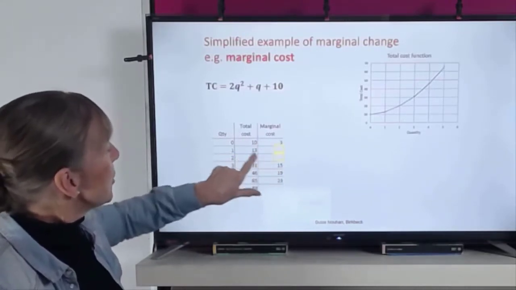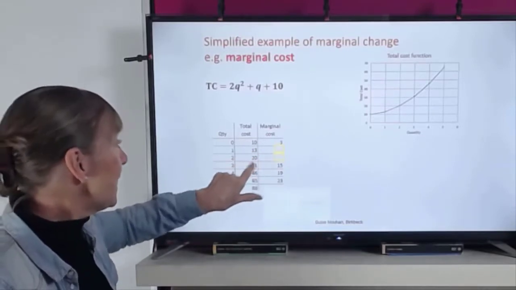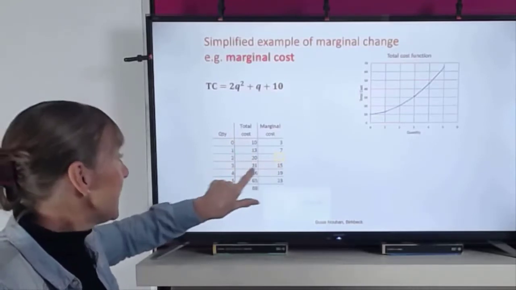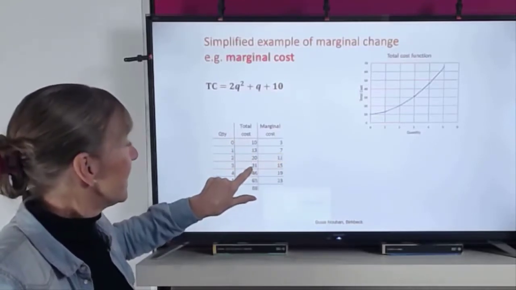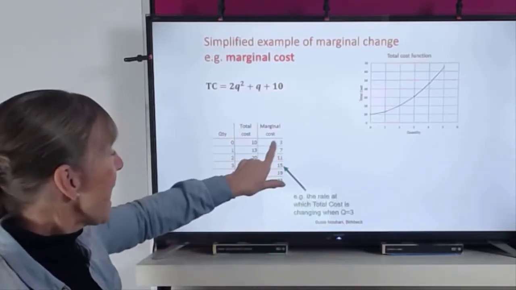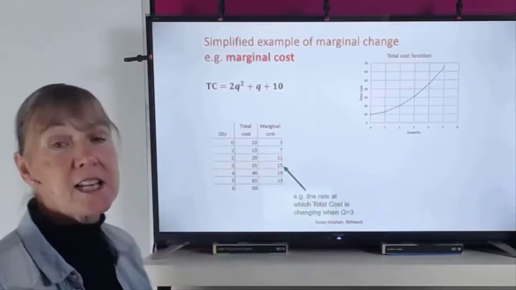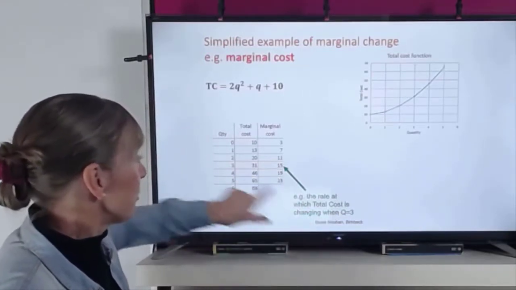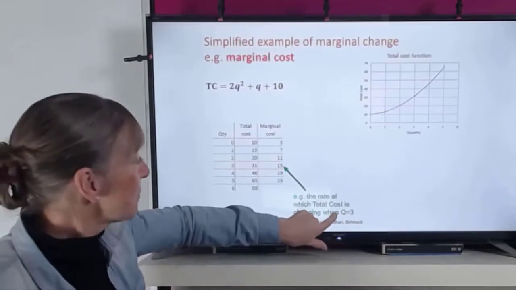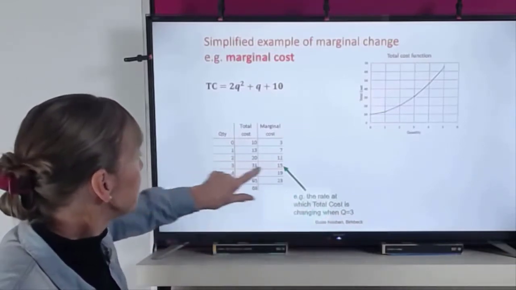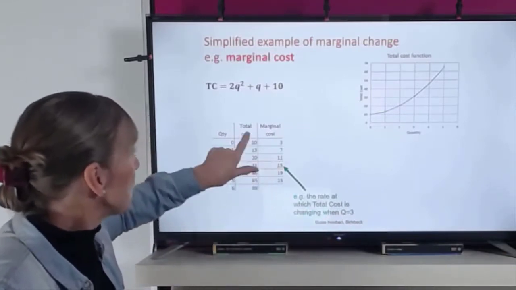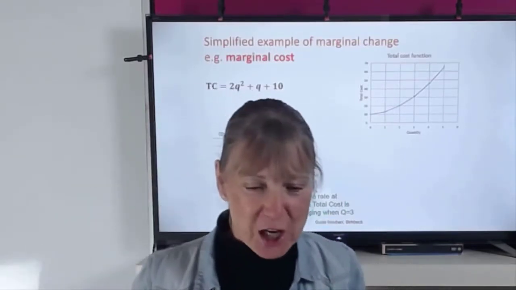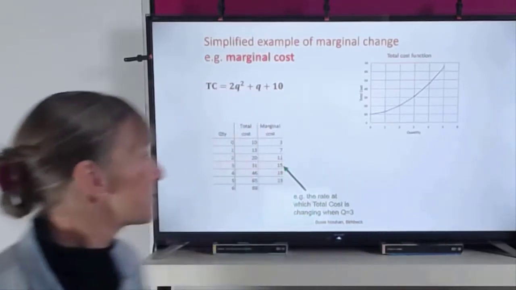What is it here? The marginal cost of producing one more here is going to be 7, because it's going to go from 13 to 20, and here it's going to be 11. So what does this represent? At any one of these, it represents the rate at which total cost is changing at that level. It's always relative to a certain level of output. So when quantity is 3, the rate at which total cost is changing is 15. So it's the rate of change at a particular point on the curve.